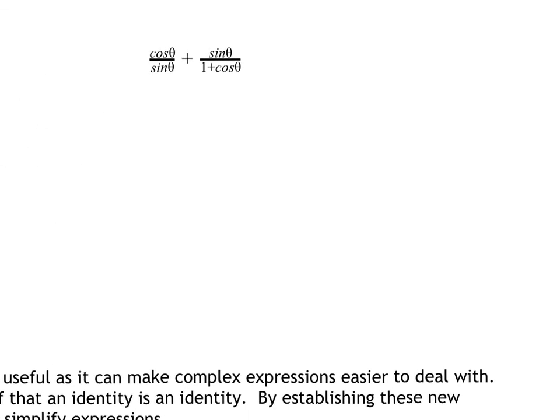Now we're going to simplify cosine of theta over sine of theta plus sine of theta over 1 plus cosine theta. Now, since our expressions already contain sine and cosine, there's really no way to simplify each fraction on its own. So we're going to go ahead and get common denominators. To get common denominators, we have to multiply our first fraction by 1 plus cosine theta. And we have to multiply our second fraction by sine of theta.